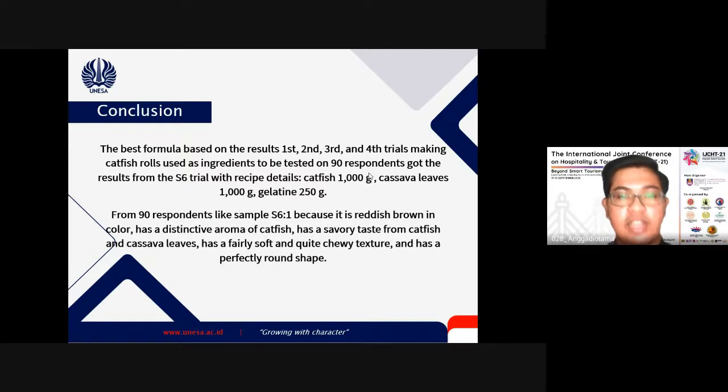From 90 respondents, they like sample S61 because it is reddish brown in color, has a distinctive aroma of catfish, has a savory taste from catfish and cassava leaf, has a fairly soft and chewy texture, and has a perfect round shape.